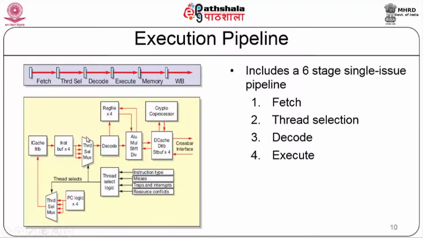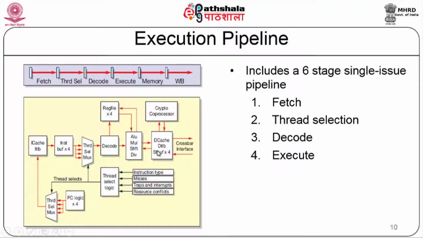One of them will get selected based on the thread select logic, based on various conditions as I mentioned here. So, that will go into the decode process, and once an instruction is removed from that instruction buffer and moves on to the decode stage, you also try to fill in that slot by fetching another instruction from the same thread. And of course, you have the execution units here.